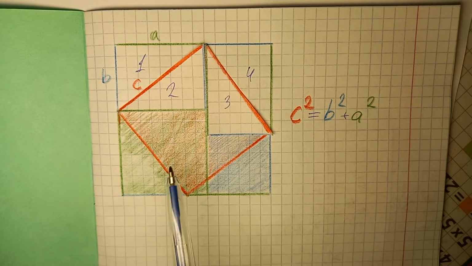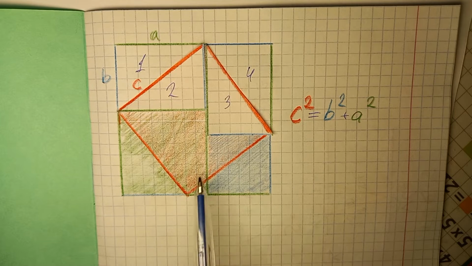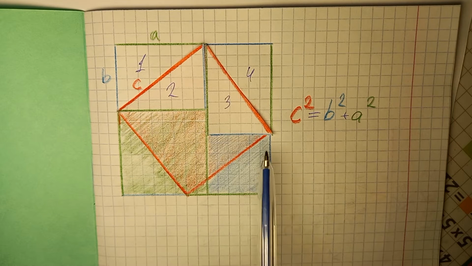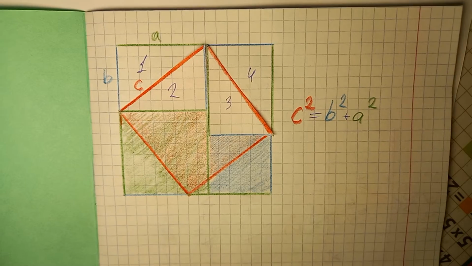So C squared equals B squared plus A squared, because the areas of the triangles are equal in both cases. That's the main feature of Euclidean space, or the space without time.